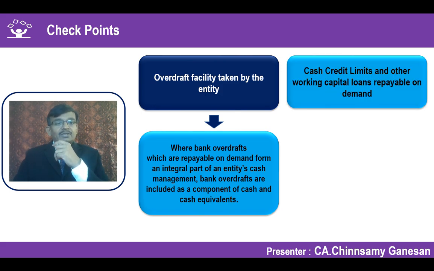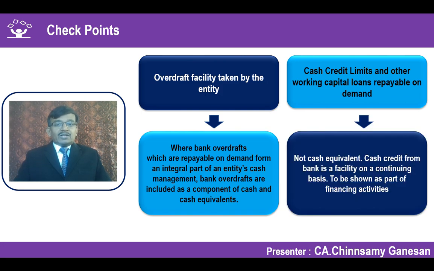At the same time, we have a similar question. What is the situation if I am talking about cash credit limits or other working capital loans which have been taken, which are also repayable on demand? Here it says this normally is not cash and cash equivalent because it is a facility which has been given on a continuous basis, not for a particular period, and accordingly it should be considered as part of the financing activity and it cannot be part of the component of cash and cash equivalent. That is one of the interesting differences between how the overdraft facility has to be treated and how the cash credit limits are to be treated.